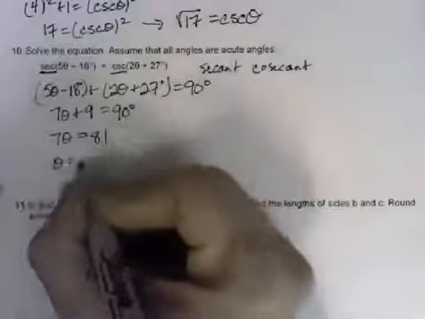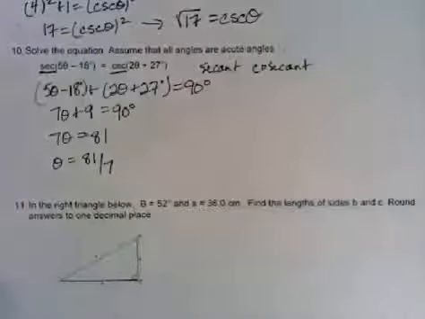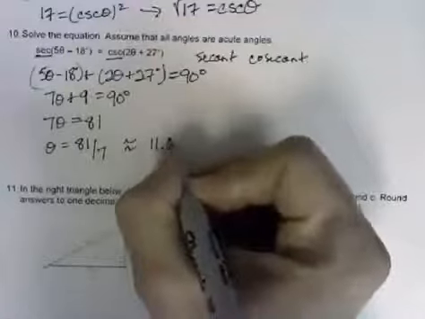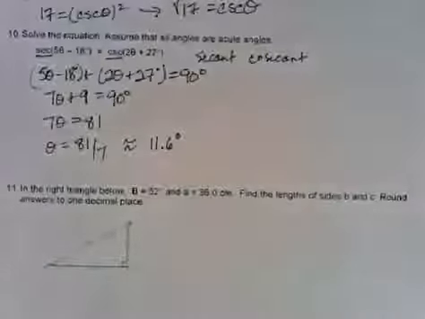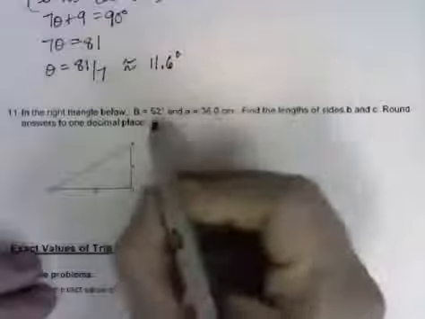So I'm combining my like terms. That gives me 7 theta, and minus 18 plus 27 gives me 9. And to solve this, I want to divide both sides by 7. This problem didn't tell us how many decimal places to round to, so I'm just going to round it to 1 decimal place, which gives me 11.6 degrees.